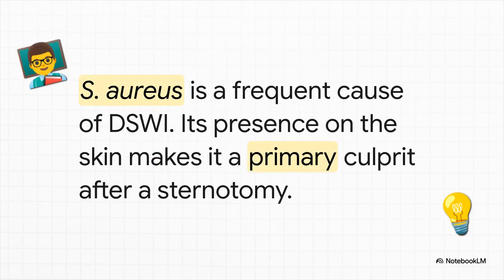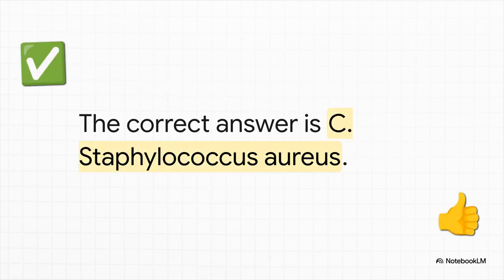So, let's think back. As we covered, Staphylococcus aureus is a very common bug that just lives on our skin. When you do a massive procedure like a sternotomy, you're basically giving it a golden ticket to invade deep tissues. That's why it's the most frequently identified cause of DSWI. So the correct answer is, of course, C, Staphylococcus aureus.